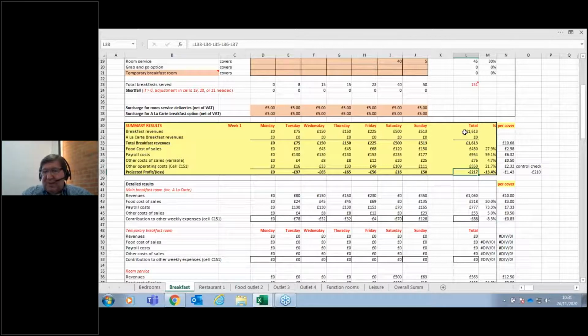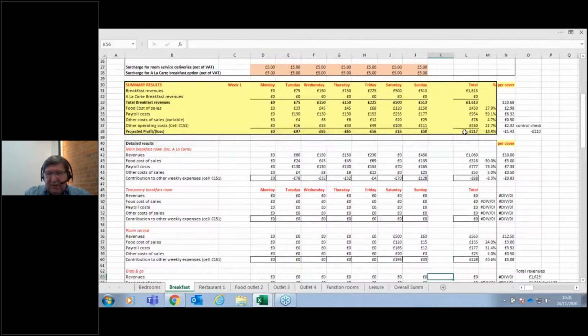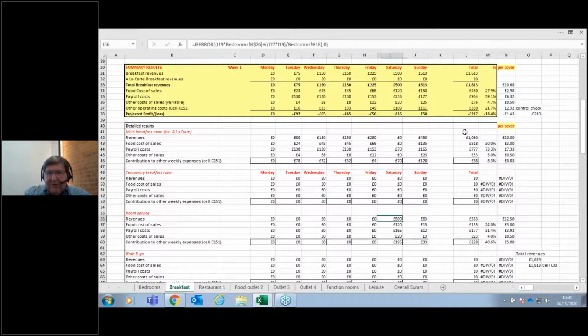So what it's telling us this week is, well, look, we lost £217, and some days we made money and some days we lost money. So we lost £1.43 per cover. If we scroll down here, then we have the details of revenues for breakfast served in the main restaurant. We didn't use a temporary breakfast room, so there's nothing in there. And then revenues from room service, which we only offered in 2 days.